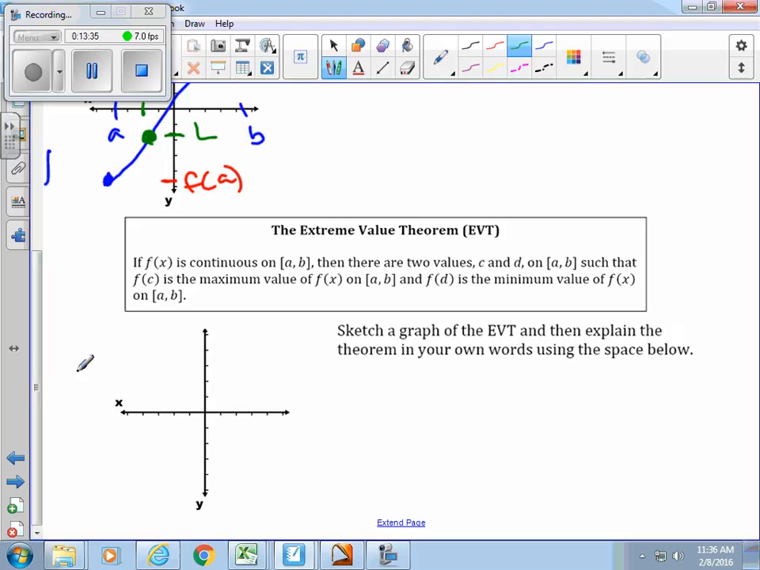Okay, second one. We again have f of x being continuous on a closed interval a to b. So I'm going to draw a to b.